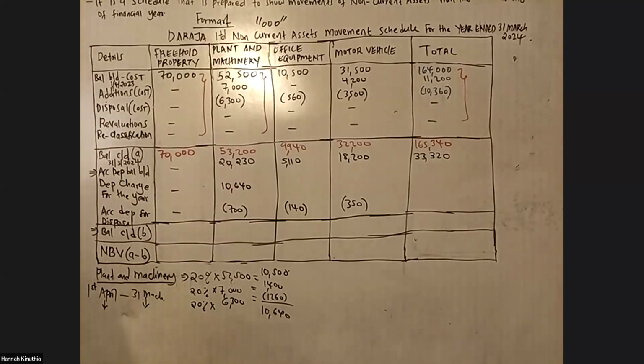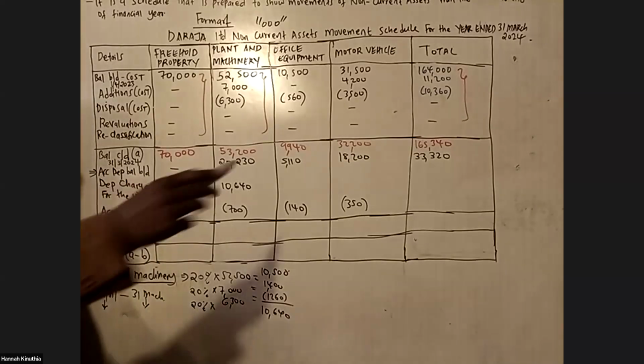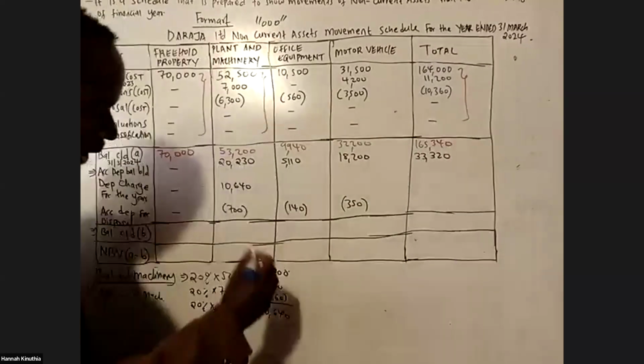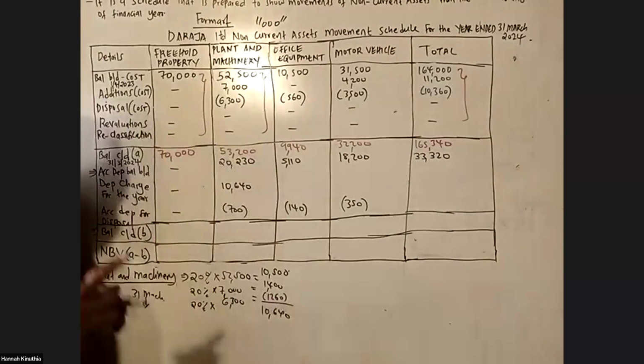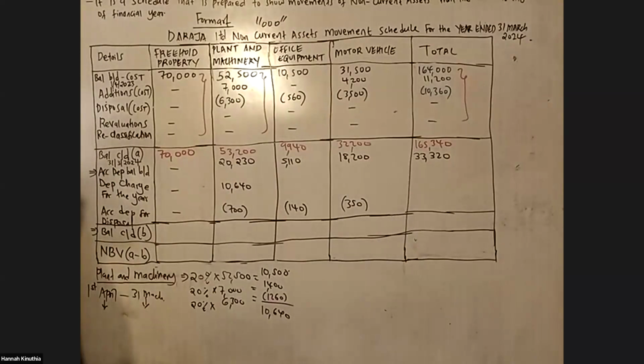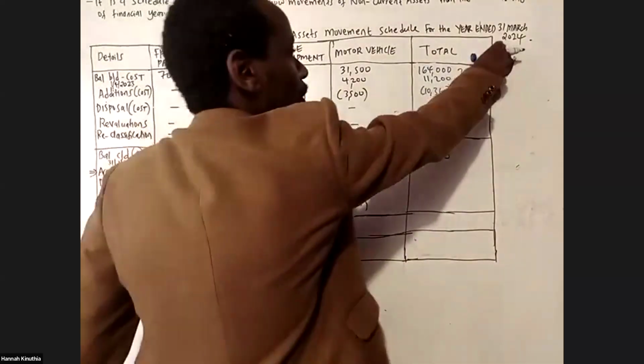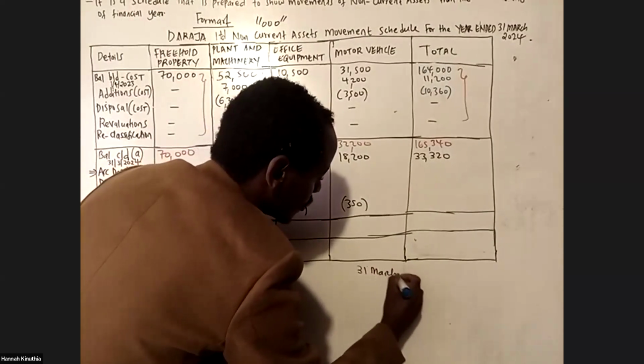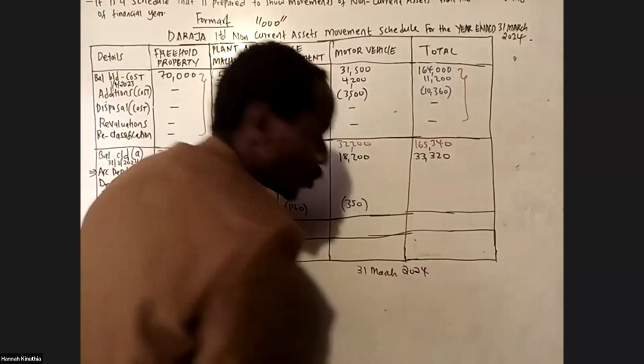Nirudie. Hebu rudia tena. Nasema unaona wakati tunacalculate depreciation, you need to consider the time when the asset was acquired. Was it acquired at the beginning of the year or at the end of the year? Now with our statement, ukiangalia statement yetu 31st March 2024. Remember our statement inaisha. This one is very, very important. Your year end. Now look at our year end from the statement. Our year end inaisha 31st March 2024.